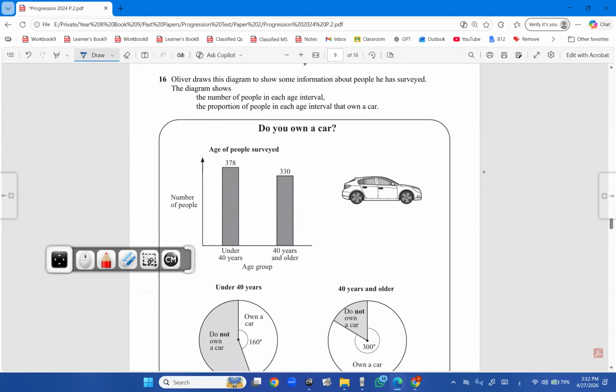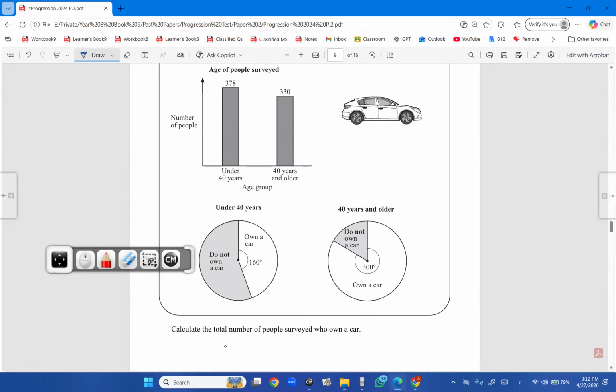It says that Oliver draws this diagram to show some information about people he has surveyed. The diagram shows the number of people in each age interval, and the proportion of people in each age interval that own a car. Let's do this. They want you to calculate the total number of people surveyed who own a car. Those who own a car.